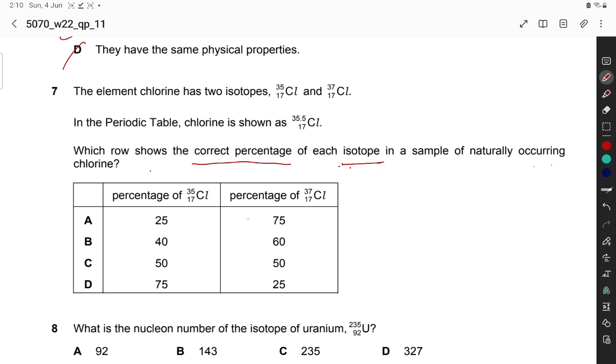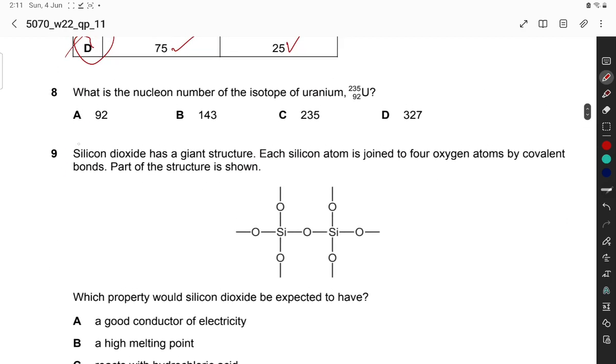So 25, 75. Chlorine 35 is the most abundant isotope present in the element, and chlorine 37, there is a 3:1 ratio. Chlorine 35 is 3 and 1 is chlorine 37. So this could be 75 and 25. D option is correct.